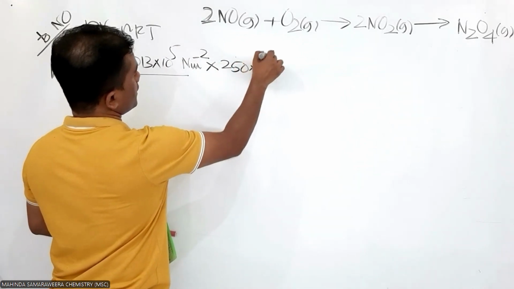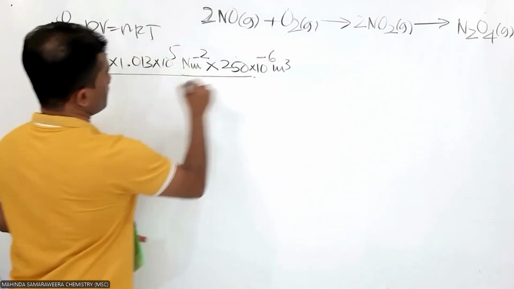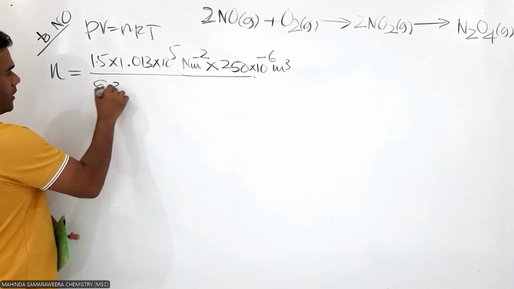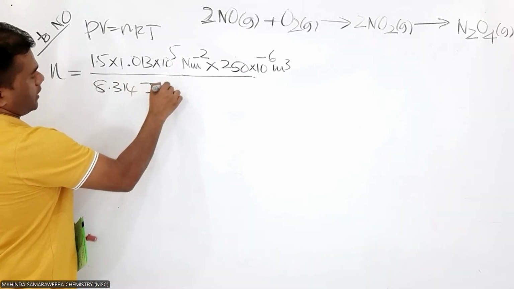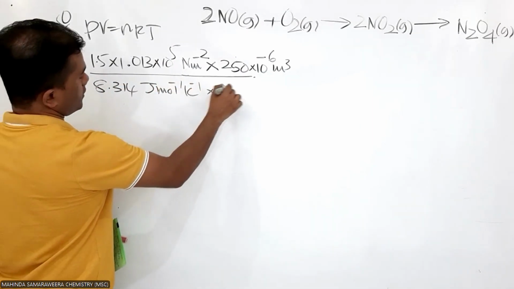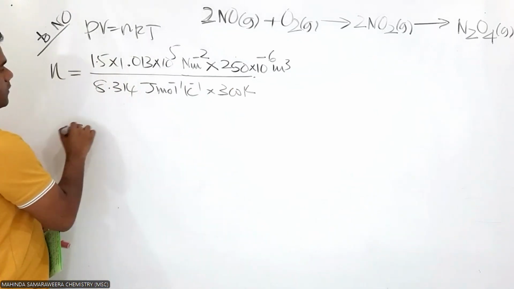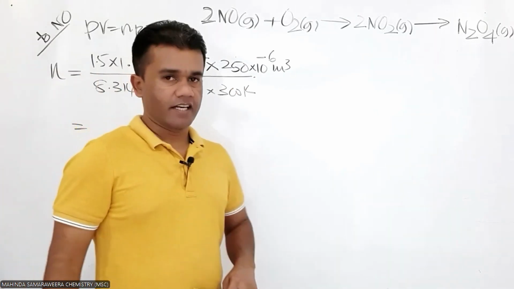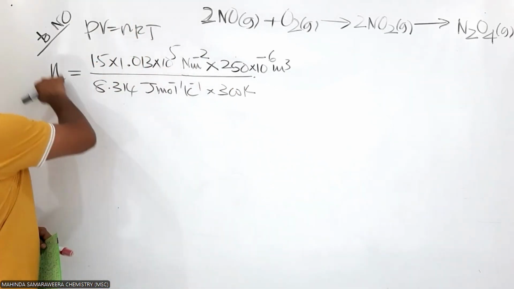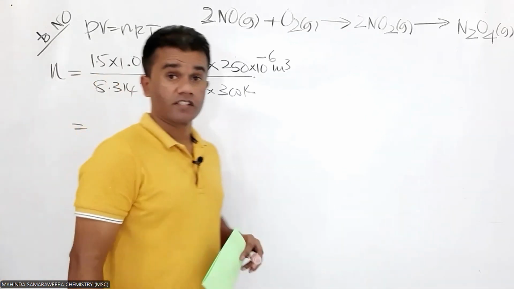You should convert that into cubic meter. The R value is 8.314 joules per mole per Kelvin, and the temperature is available as 300 Kelvin. Once you simplify the units, you will end up with the number of moles. The unit for this one is mol.